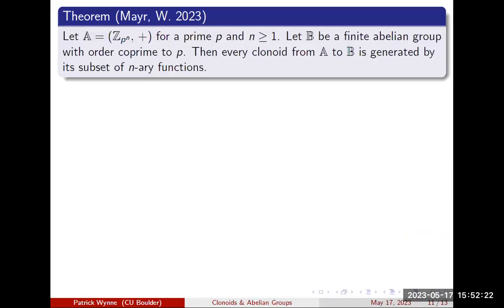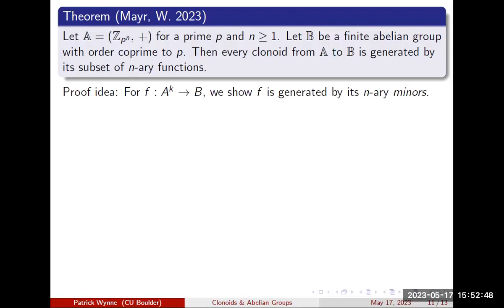Okay, so now I just wanted to sketch the idea of the proof of this theorem. First, here's a simplified version of the theorem. Here m is just a prime power, p to the power n, instead of an arbitrary cyclic group of prime power order. And so our theorem says that the clonoids from A to some coprime B should then be generated by their n-ary functions.